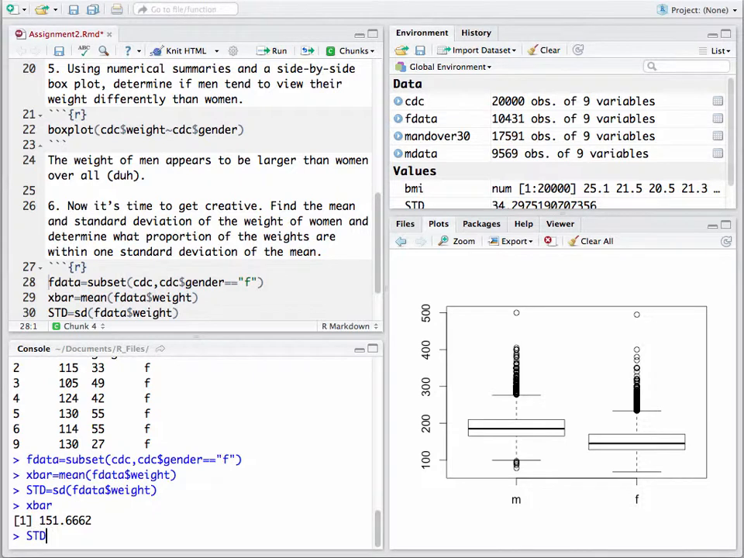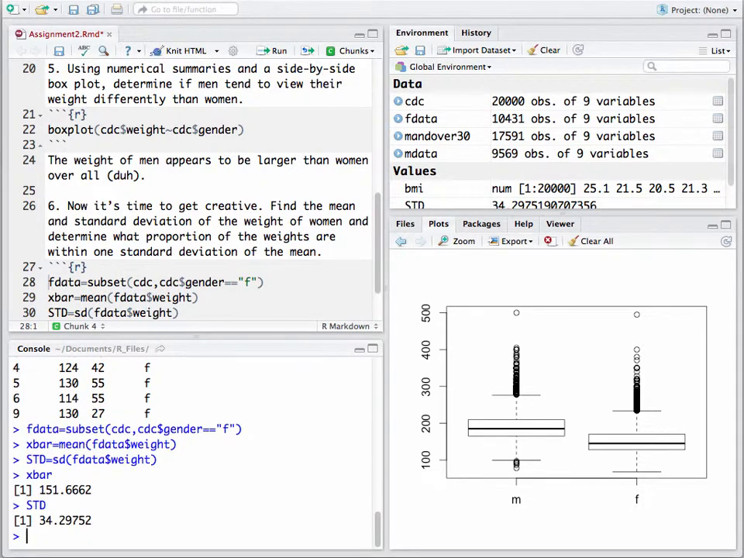And I can ask it to tell me what the standard deviation was. It was about 34.3 pounds, right? So 151.6 pounds was the mean, and roughly 34.3 pounds was the standard deviation. So that means the average distance away from the mean was about 34.3 pounds.